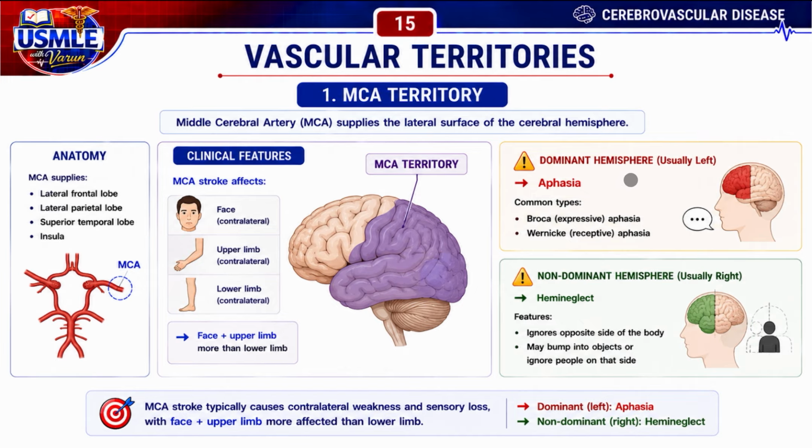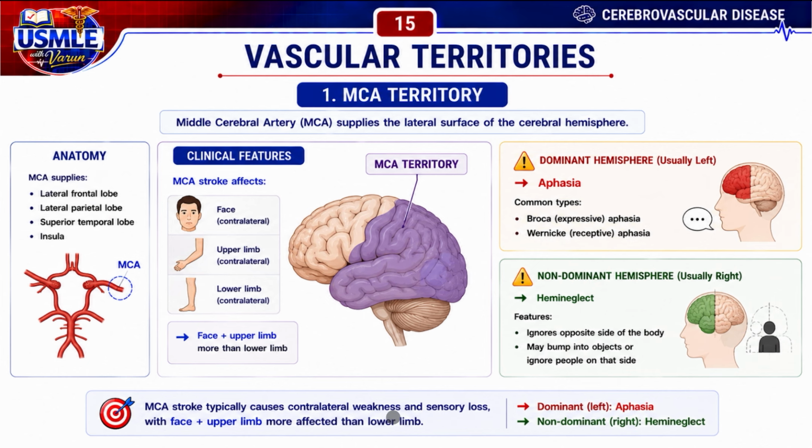If the dominant hemisphere is affected, this could lead to aphasia. Common types include Broca's or expressive aphasia and Wernicke's or receptive aphasia. Whenever there's involvement of the non-dominant hemisphere, usually the right, this could lead to hemi-neglect, where the person just ignores the opposite side of the body and then may bump into objects or ignore people on that side.